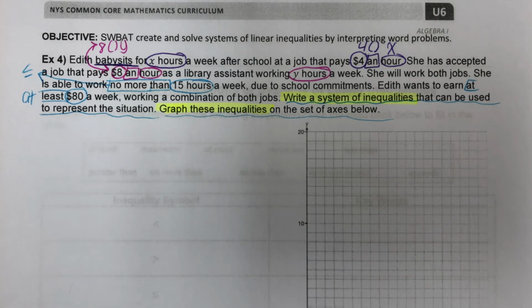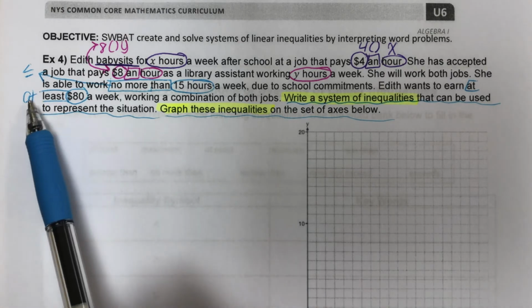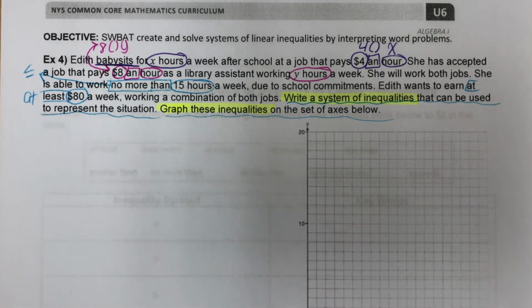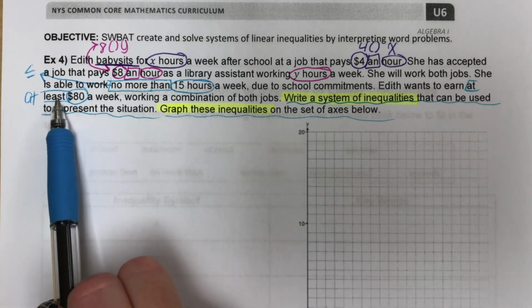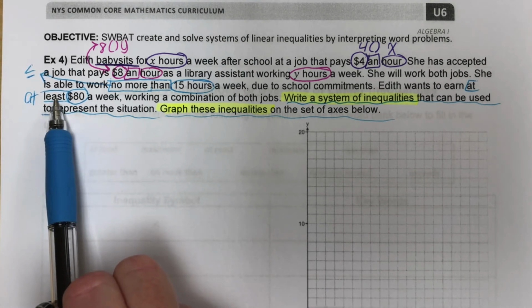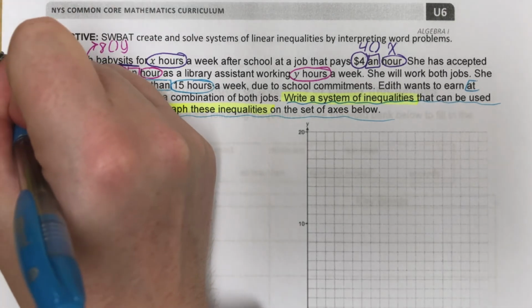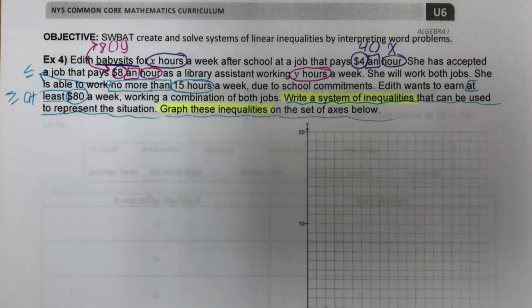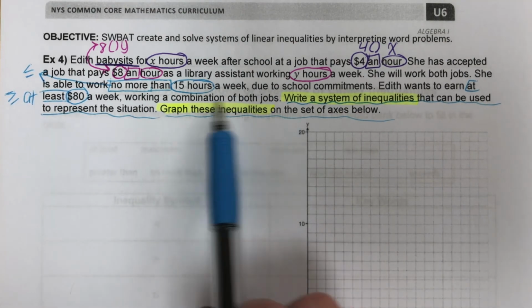All right, and then it says due to school commitments, Edith wants to earn at least $80 a week. Again, at least is a key word that represents an inequality as well. At least $80 is the least amount of money that she can make, but she can't go any lower. She can only go higher. So that's going to be the greater than or equal to symbol. All right. So again, she wants to make at least $80 a week working both jobs.